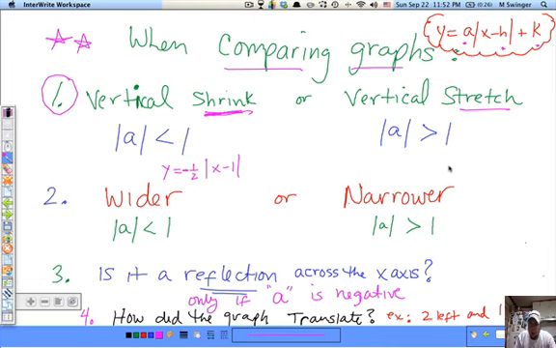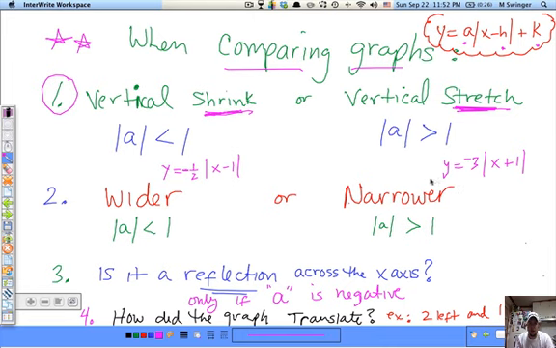If A is greater than 1, obviously, if Y equals 3 times the absolute value of X plus 1. Okay, so look at the A. Oh, that's greater than 1. What if I put negative 3? Would that still work here? Yes. Absolute value of negative 3 is still greater than 1. So either way, 3 or negative 3, it's still a stretch.